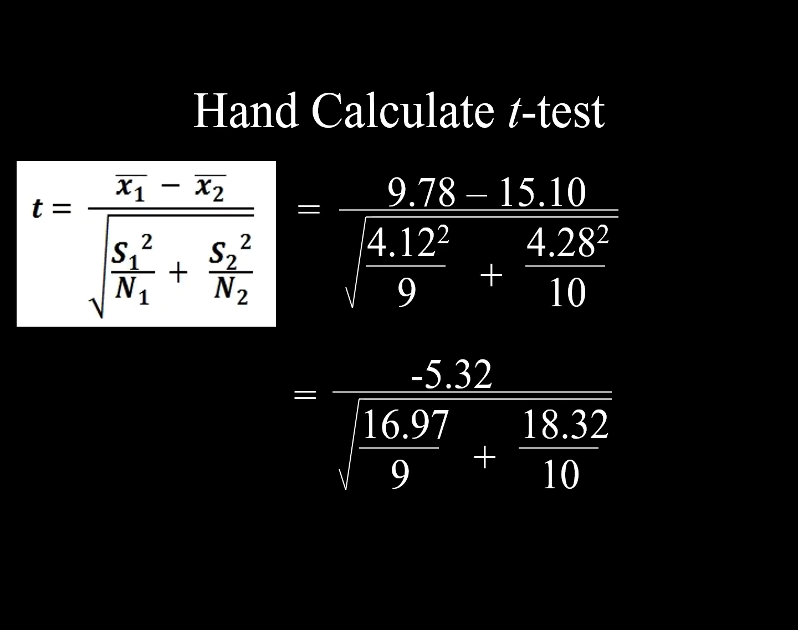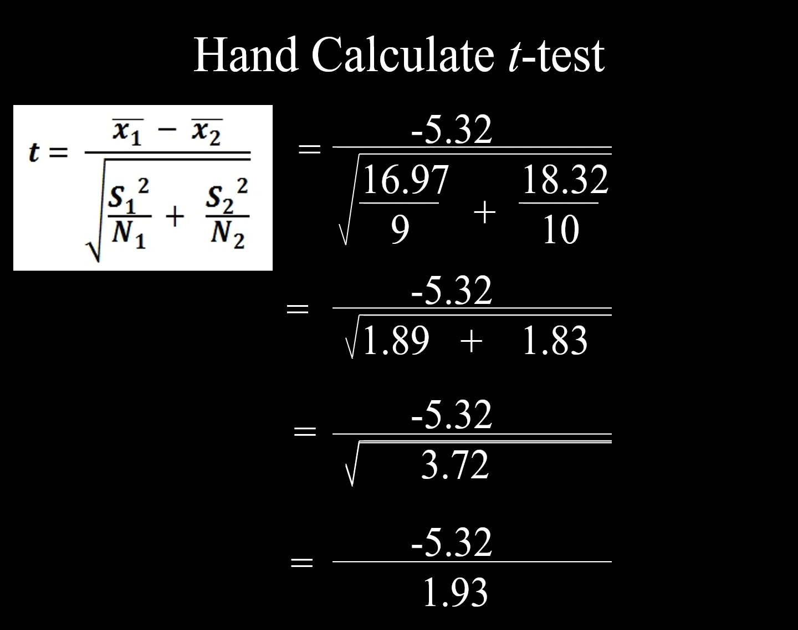So if we go ahead and start running those numbers, the top becomes negative 5.32. 4.12 times 4.12 is 16.97. 4.28 times 4.28, that's what squared means, we're simply multiplying the number by itself, is 18.32. Taking those numbers one step further, we do the division. 16.97 divided by 9 is 1.89. 18.32 divided by 10 is 1.83. We add those together, 3.72, and take the square root, which is 1.93.